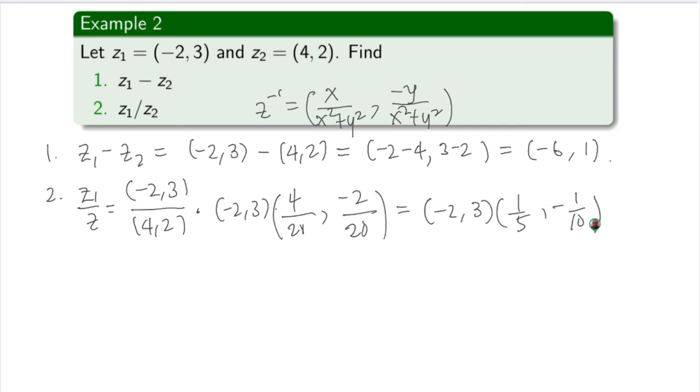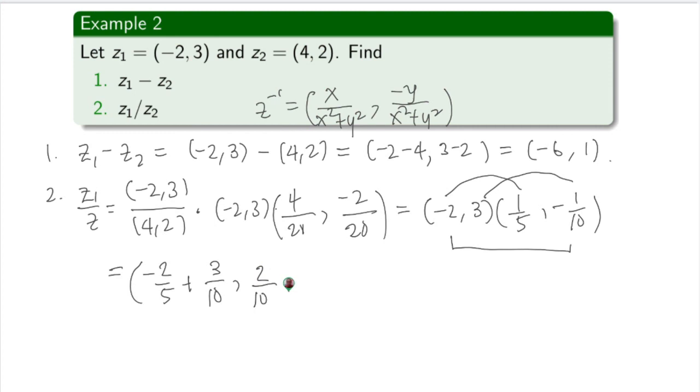Now, to perform the multiplication, we use FOIL. For the real part, negative 2 over 5 minus negative 3 over 10, so that becomes plus 3 over 10. For the imaginary part, we have last: negative 2 times negative 1 over 10, or positive 2 over 10, plus the inner, which is 3 times 1 over 5, or 3 over 5.